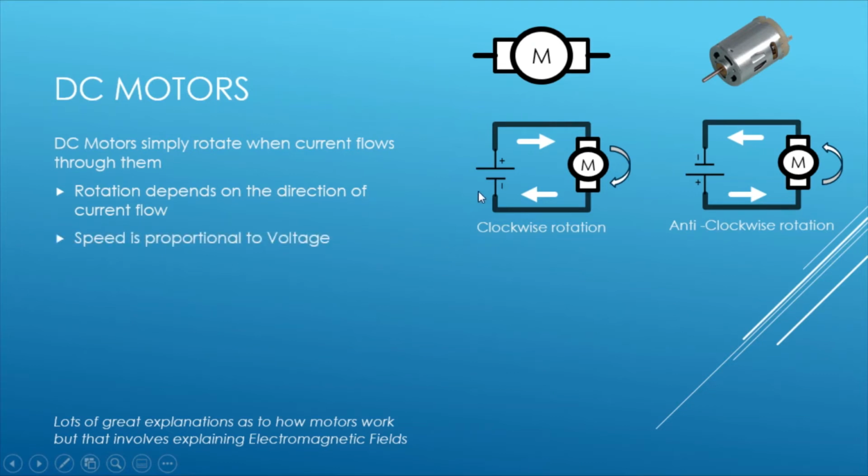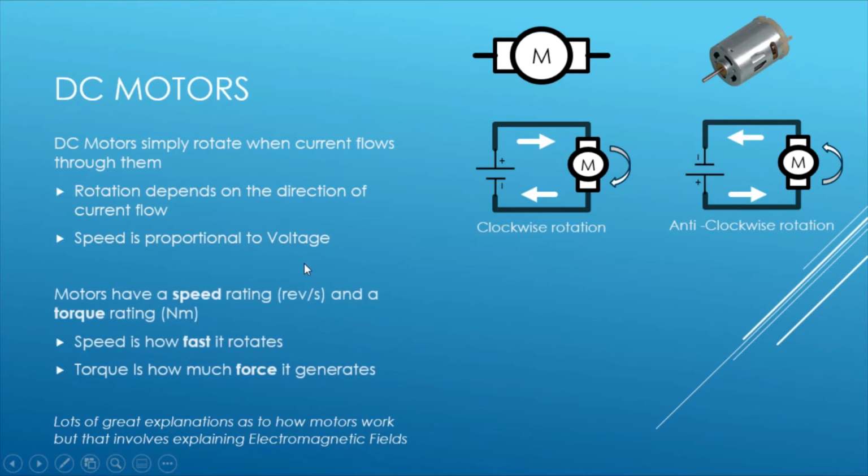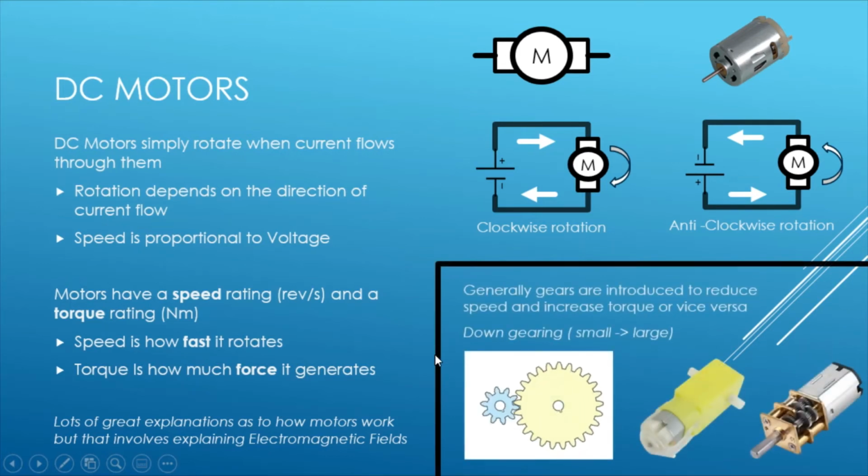The speed of which is proportional. So if we stuck a larger power supply here, we would drive more voltage through, forcing that motor to spin faster. Okay, two things that you kind of need to know is that motors themselves have a speed rating and a torque rating. Okay, so speed is in revolutions per second, and it's how fast it rotates. Okay, torque is how much force it generates. You can have something spinning really, really fast, but it doesn't have a lot of force behind it. Okay, and we'll demonstrate that in just a second.